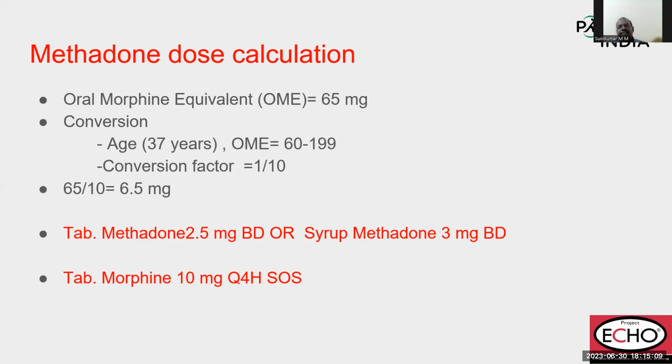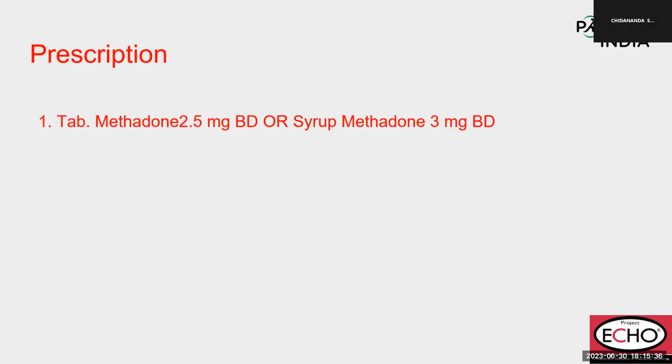Then again at 10 a.m. you will go and ask the patient, "Do you have pain?" Patient says, "No, I do not have pain." Then don't give morphine. At 2 p.m. you will again ask. Patient says, "No, I don't have pain." Do not give. At 6 p.m. patient says, "Yes, I have pain." Give morphine. So that's what 10 milligram Q4H SOS means. This is how you have to give morphine along with methadone. So the prescription would be.